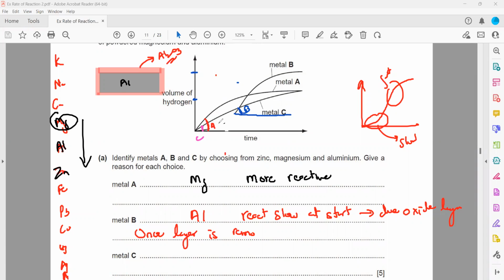So when you check the angles of A, B, and C, A's angle is more than B's, and B's angle is more than C's. We are not talking about the amount of product. We are checking the slopes, the angle with the x-axis. So A is much steeper. That's why A is magnesium. B is the second number. That's why it's aluminum. And the least reactive in this series is zinc. So zinc is less reactive in this combination. That's why C is zinc.